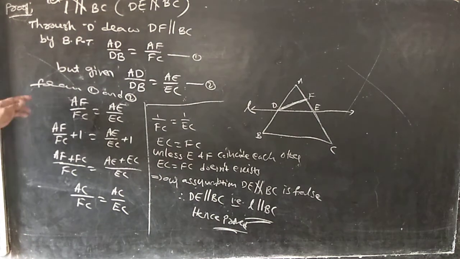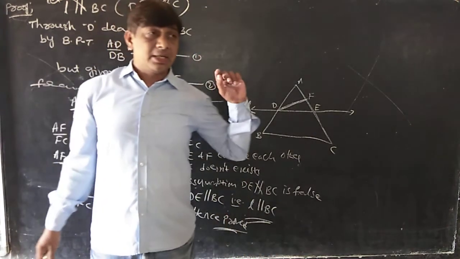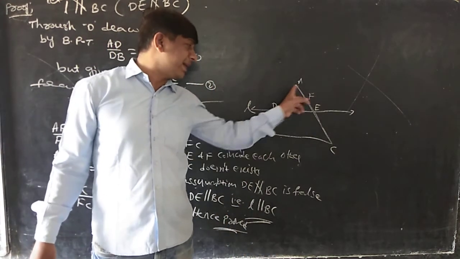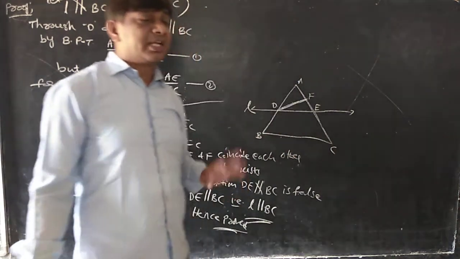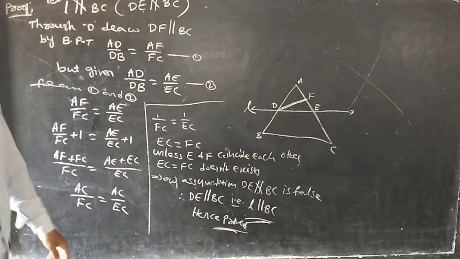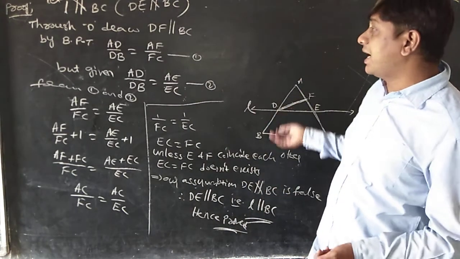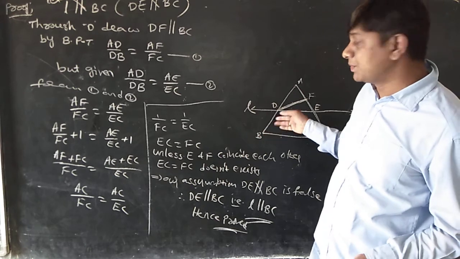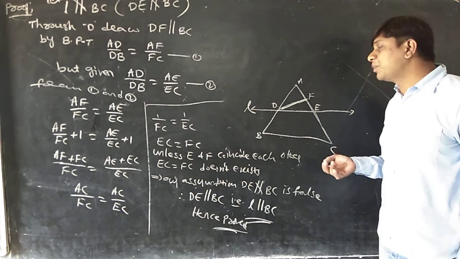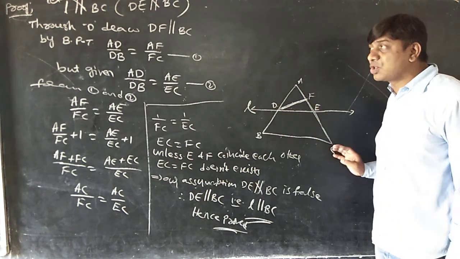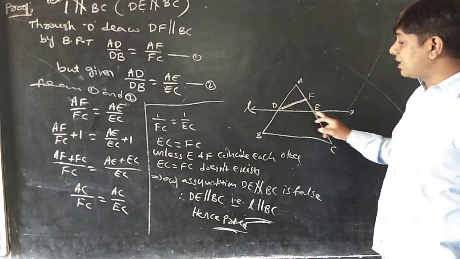See here once again. In triangle ABC, if a line L divides the two sides AB and AC in the same ratio, then this line is parallel to the third side. We have to prove it. Given information is required to prove it. Now, since I don't have a direct option, let us assume that L is not parallel to BC. L is not parallel to BC is nothing but DE is not parallel to BC.